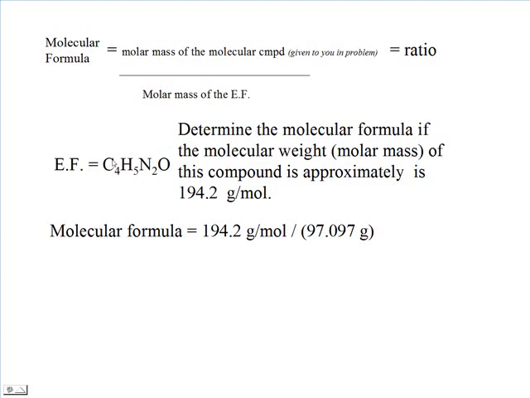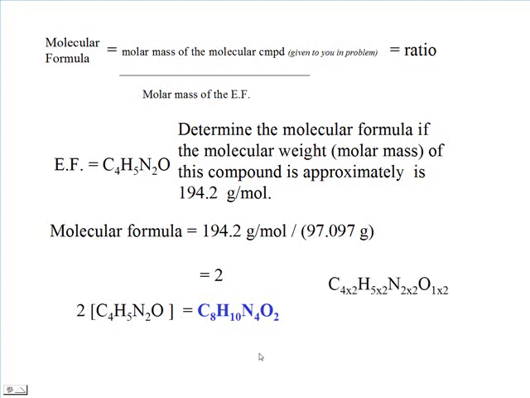Using the formula above, we take the molecular weight of the actual compound and divide it by the molar mass of the empirical formula. Here's the empirical formula. I had to determine the molar mass of this, which is 97 grams. I get a value of 2. Now you can look at this two ways. If I know that's the empirical formula, I'm saying that I found the ratio is twice as much, so everything needs to be doubled. Or you could look at it as every one of those subscripts of the empirical formula needs to be multiplied by 2. So this is the actual molecular formula.